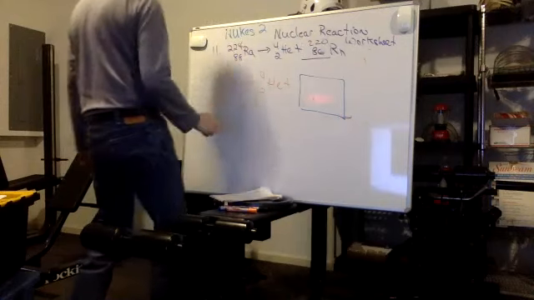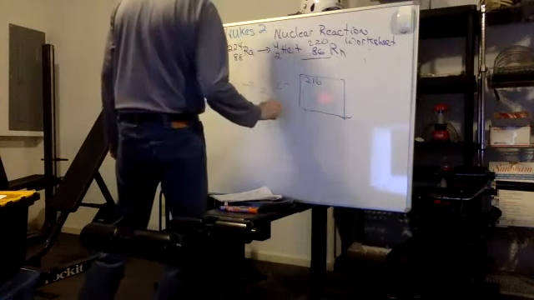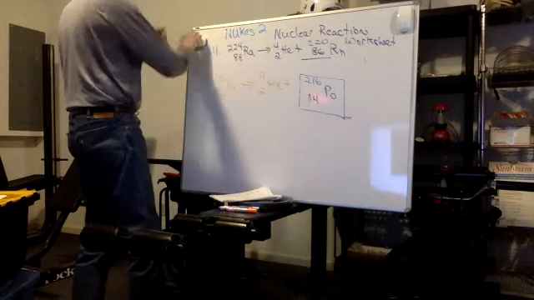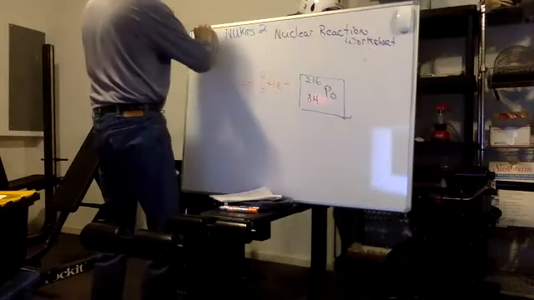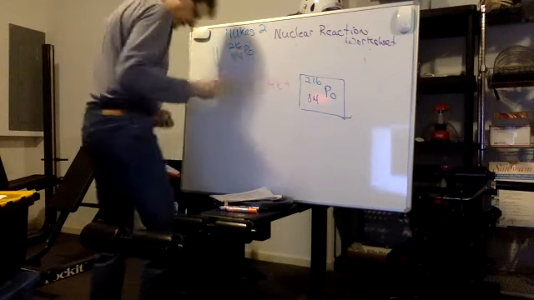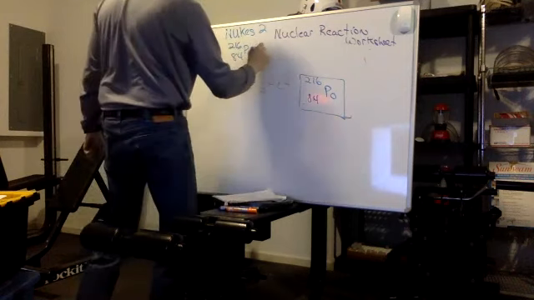So 220 less 4 would be 216. 86 less 2 would be 84, and that's going to be polonium. So in the next step, I take that 216, 84 polonium, and that's going to undergo an alpha decay.